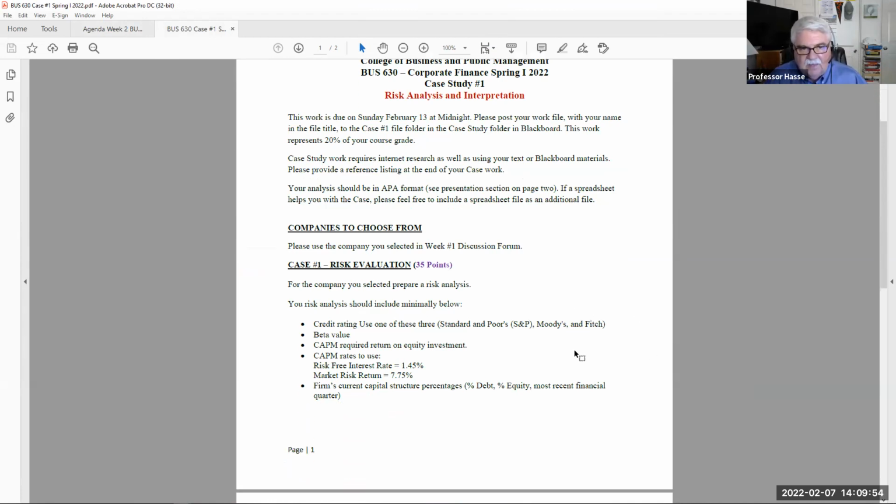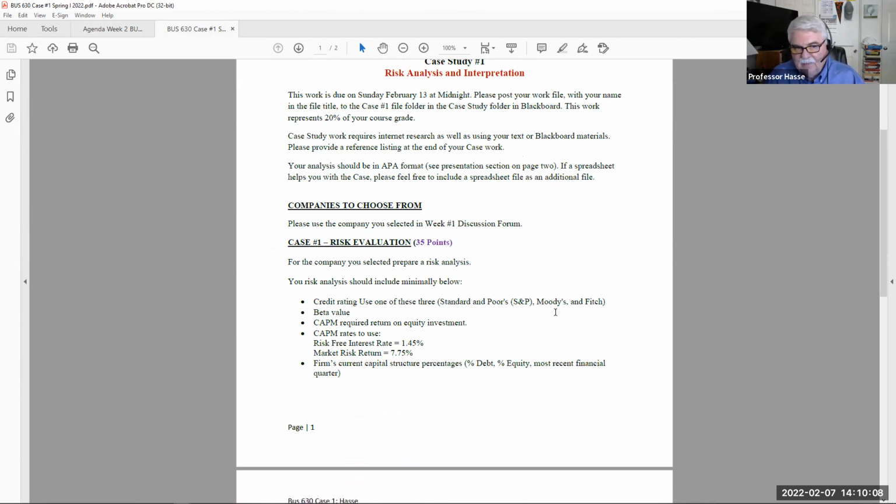The first part is a risk evaluation. You are to determine the following for the company you have selected. What is your company's current credit rating? Something that you have already done. You've done the beta for this company. At the same time, I'm going to ask you to determine the capital asset pricing model required return on equity investment for this company, knowing the beta, knowing that the risk-free rate in this problem is 1.45% and the market risk return is 7.75%. Based on that information, tell me what is the required return on equity investment for your company.